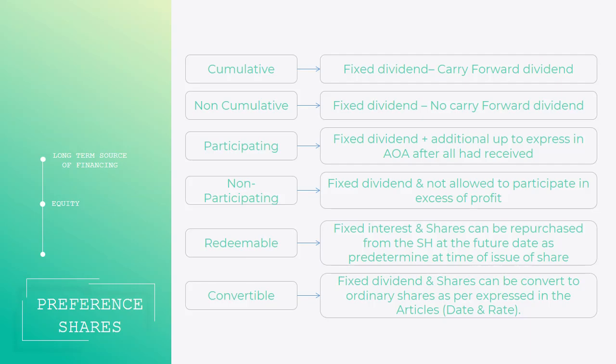In participating preference share, the holders still receive a fixed amount of dividend and in addition are allowed to participate for another additional dividend that is already stated in the Articles of Association. The additional dividend will only be given after all of the other classes of shareholders have received their dividends. The holders of non-participating preference share are not allowed to participate in receiving any additional dividend even after having a surplus amount after allocating dividend to all classes of shareholders.